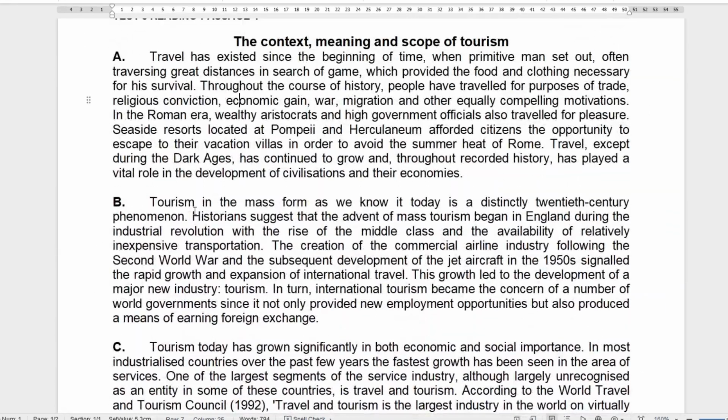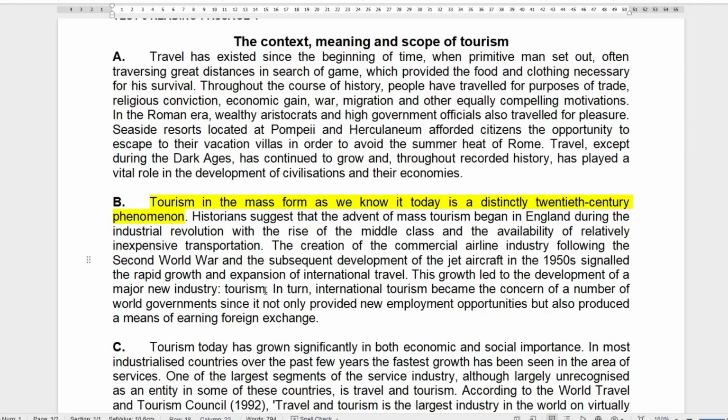Tourism in the mass form as we know it today is distinctly a 20th century phenomenon. Alright, so it's something weird that they tried to say for us. Historians suggest that the advent of mass tourism began in England during the Industrial Revolution with the rise of the middle class and the availability of relatively inexpensive transportation. The creation of the commercial airline industry following the Second World War and the subsequent development of the jet aircraft in the 1950s signaled the rapid growth and expansion of international travel. This growth led to the development of a major industry, tourism.